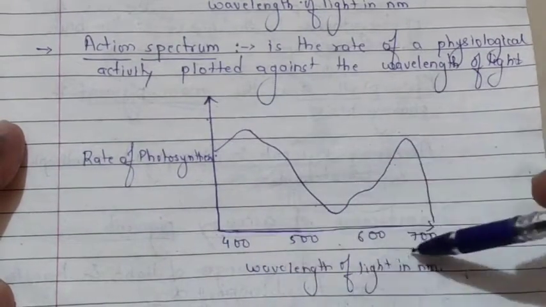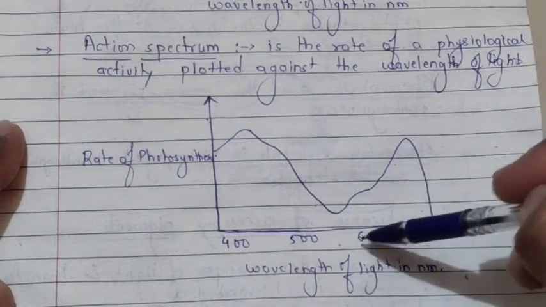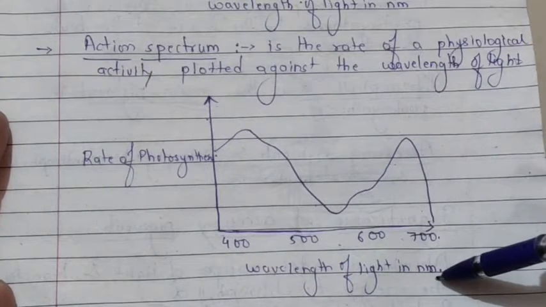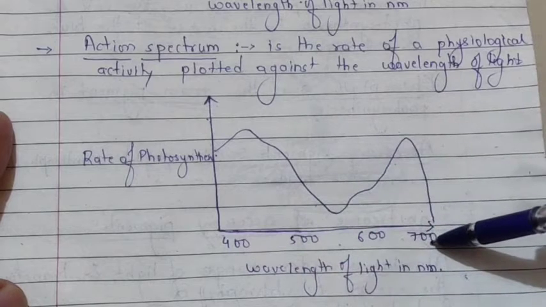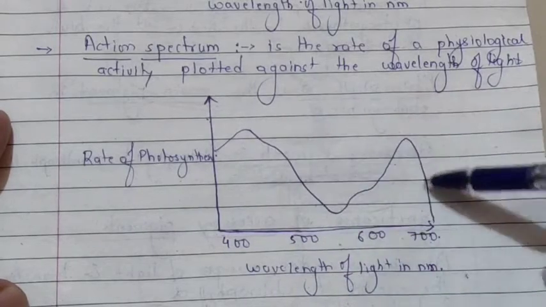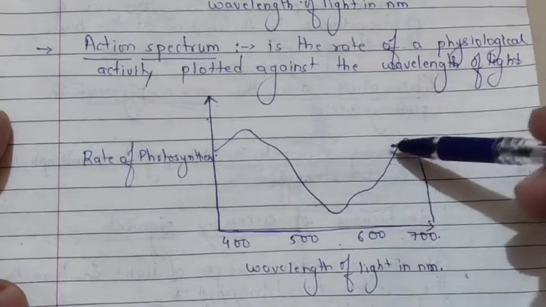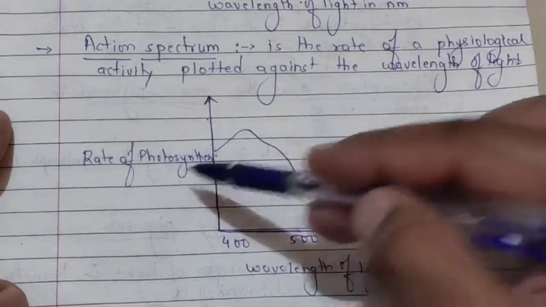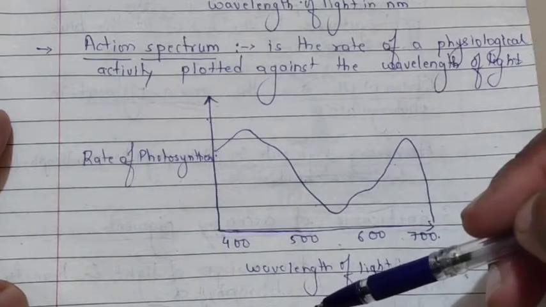y-axis, x-axis. Along the x-axis we have taken the different wavelengths of light in nanometers, 400 to 700 nanometer. Against that, rate of photosynthesis. So this peak is showing the rate of photosynthesis. Here the physiological activity means photosynthesis. We are talking about photosynthesis.